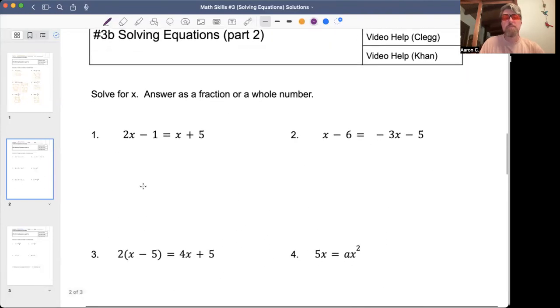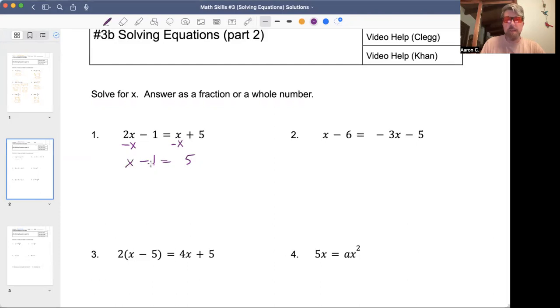Now we have an x variable on both sides, but we're just going to proceed as before. We're just going to collect all the x's on one side and all the things that don't have an x on the other side. So we're just going to subtract x off this side and off this side, minus x on both sides. 2x minus x is just x. And we have a minus 1 there from before. x minus x adds up to 0. And then we have a 5 over there.